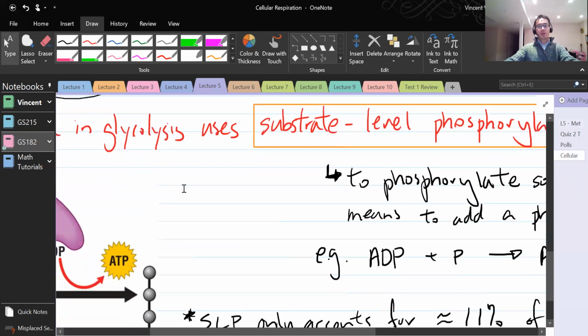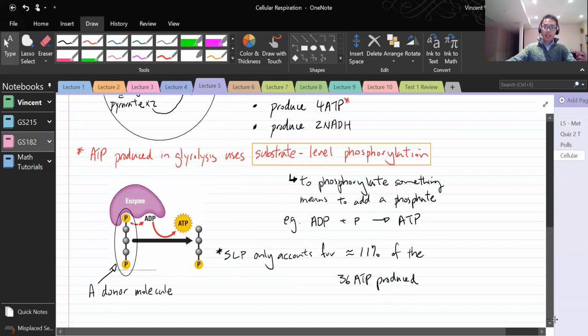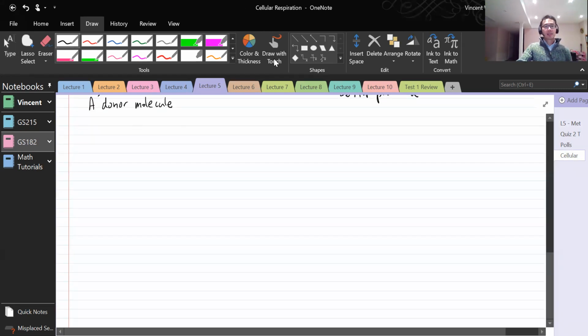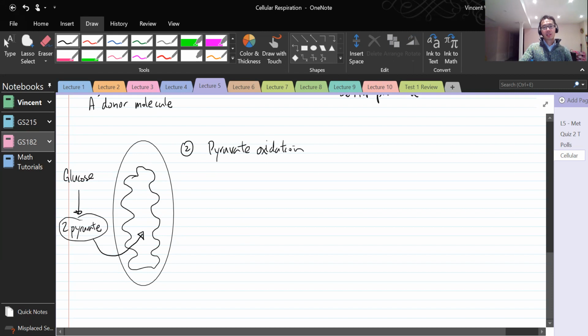What's going to happen to our pyruvate now? Okay, so the pyruvate is going to enter the matrix. Again, we're going to have our mitochondria here. The inner membrane folds up into the cristae. So the glucose becomes the 2 pyruvate, and now these pyruvate will enter the matrix. And step number 2, pyruvate oxidation will take place.